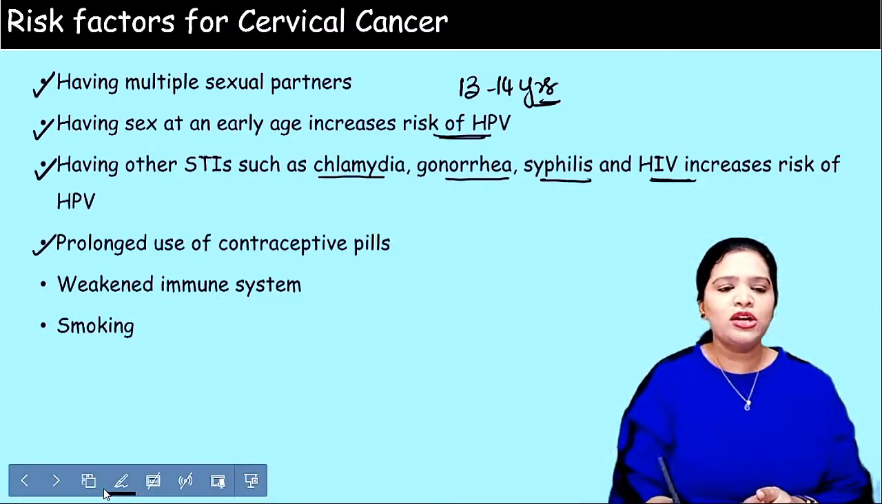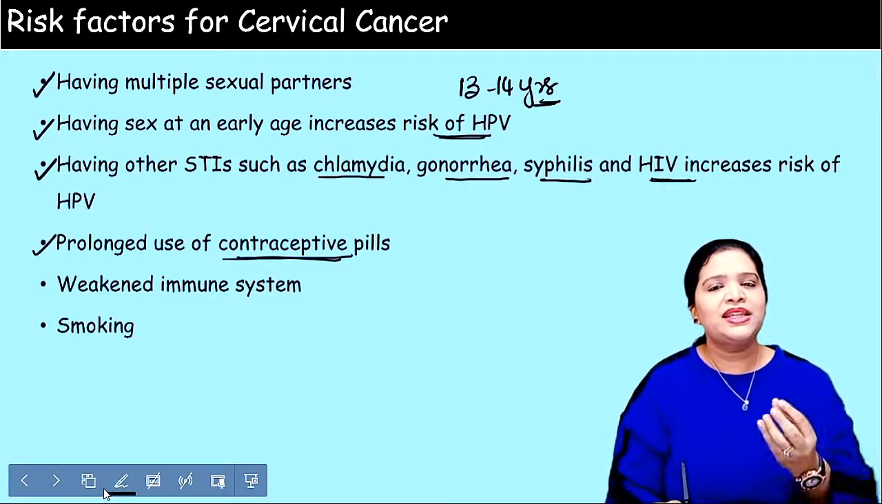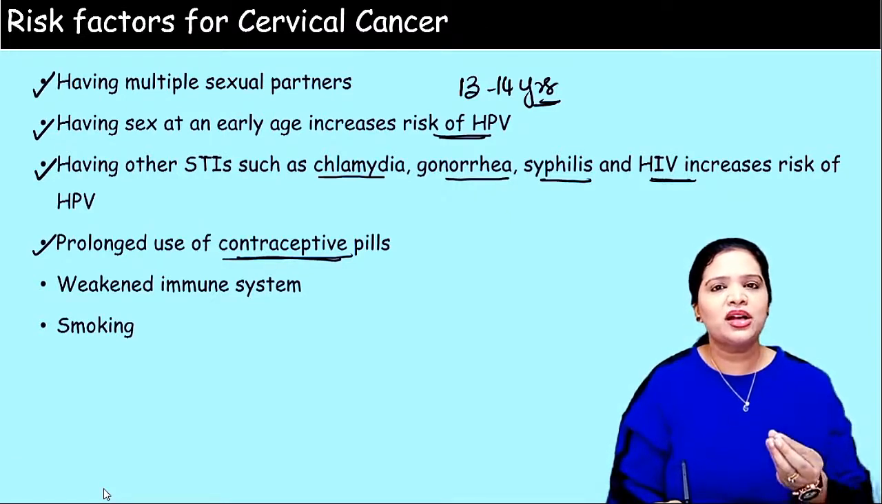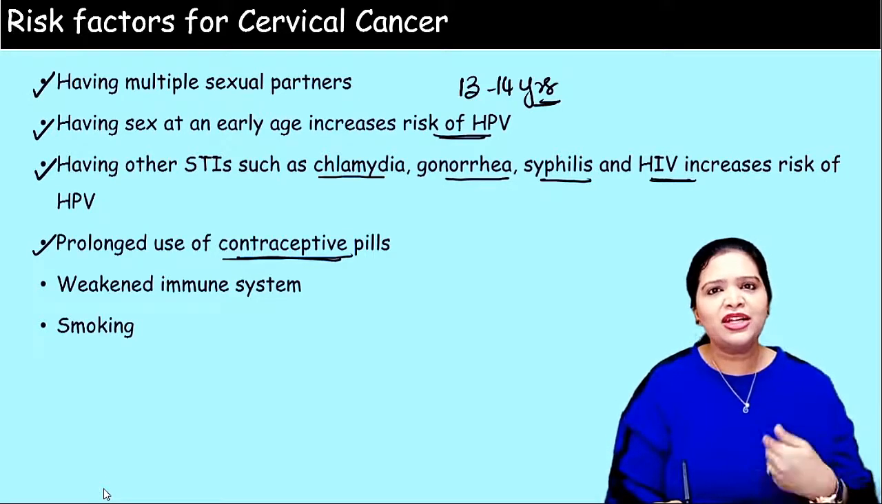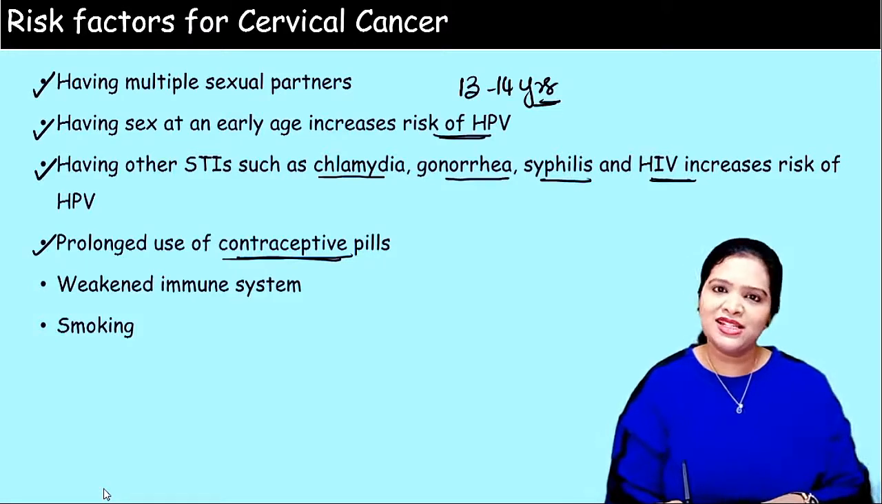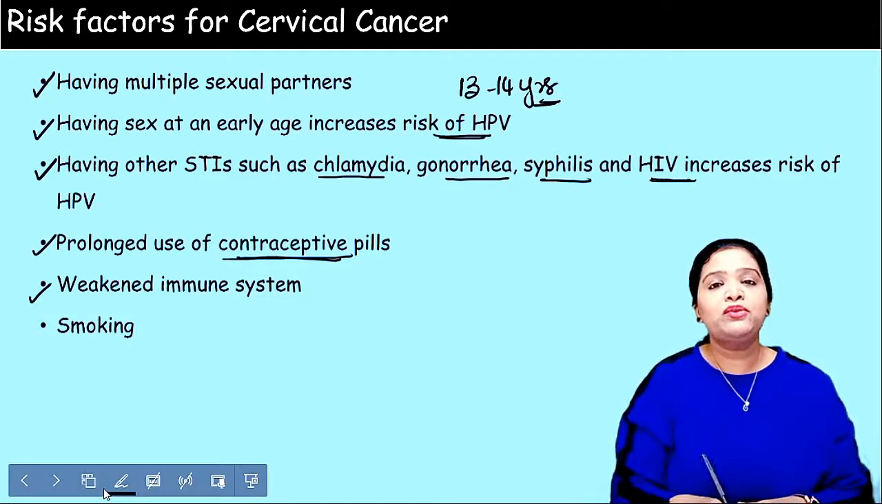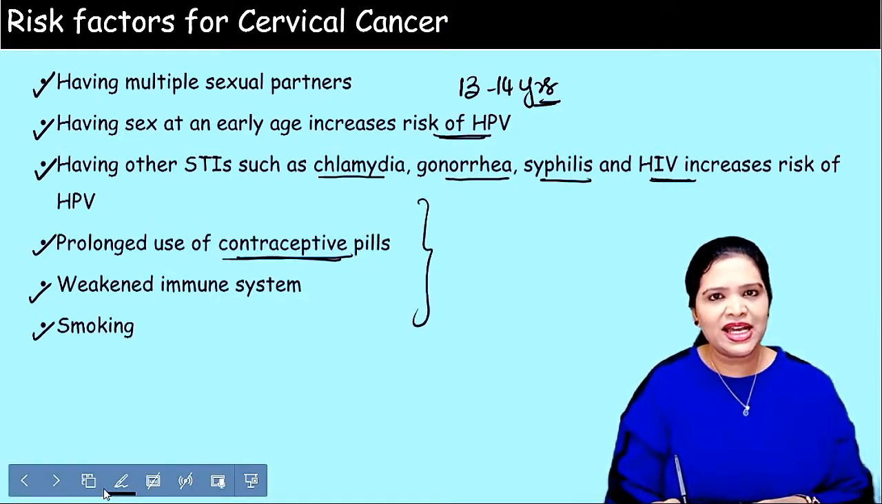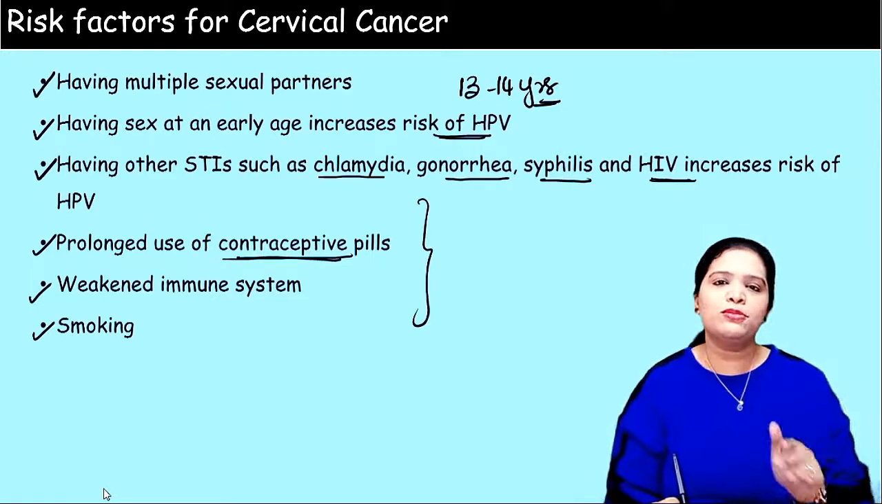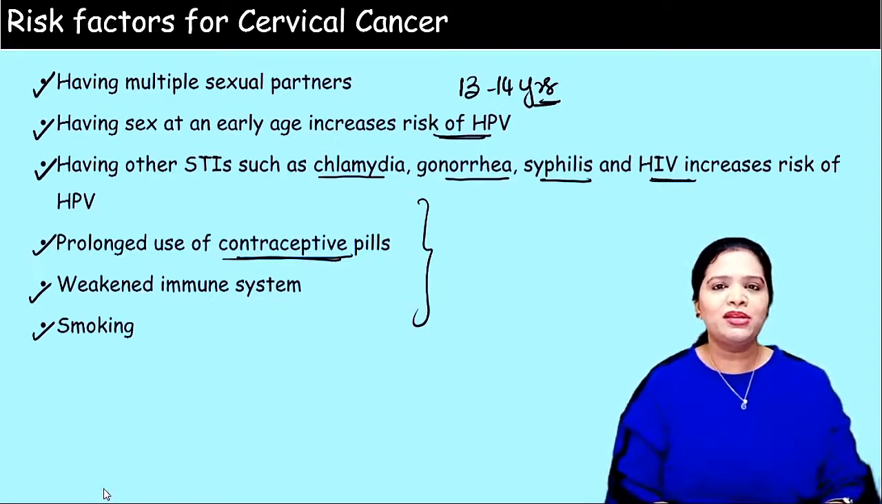Then prolonged use of contraceptive pills. What are contraceptive pills? These are the medications which women take to avoid pregnancy. So if she is continuously taking such contraceptive pills, she will have the risk of getting cervical cancer. And people with a weakened immune system, and smoking. So these are the risk factors for cervical cancer. The risk factors could be one or more than one, so that depends upon the individual.